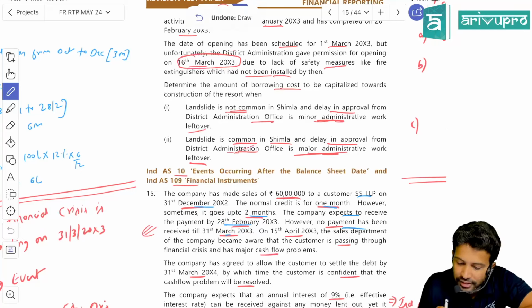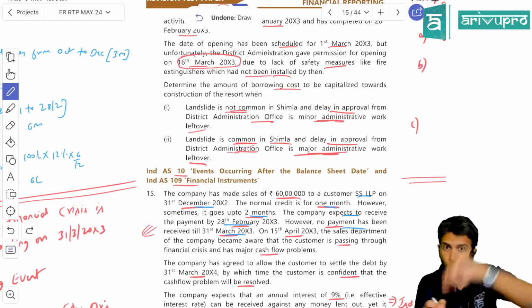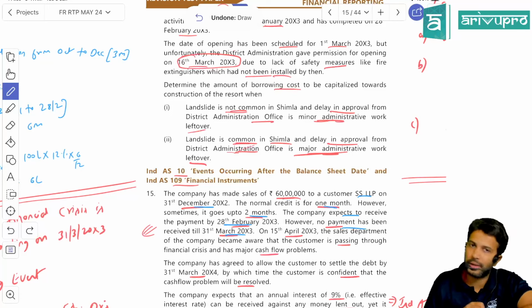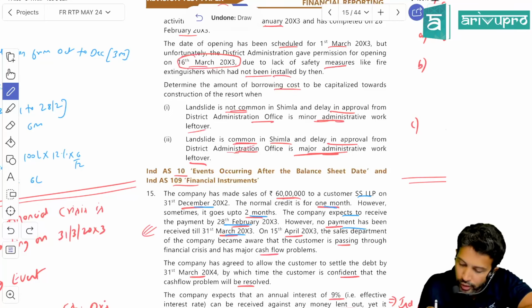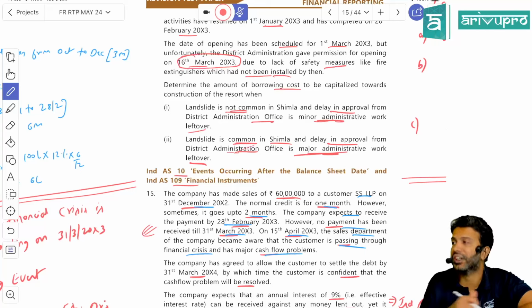However, no payment has been received till 31st March. So the due date was already 28th February. One month is over, and we approach the year end, 31st March. Payment we did not receive. On 15th April, the sales department of the company became aware that the customer is passing through financial crisis and has a major cash flow problem.